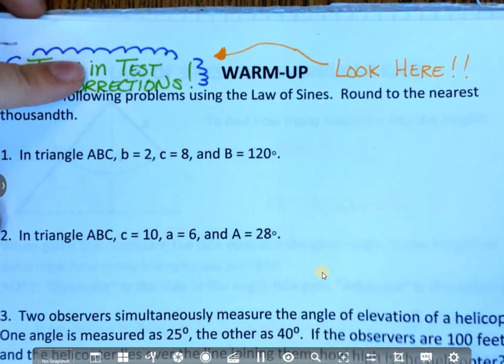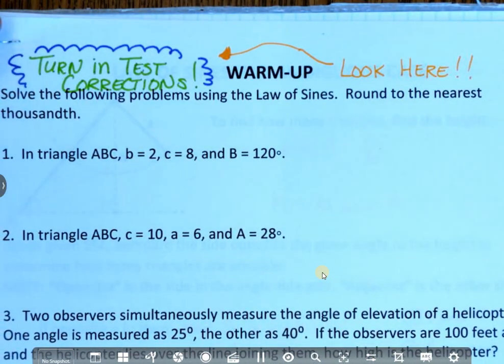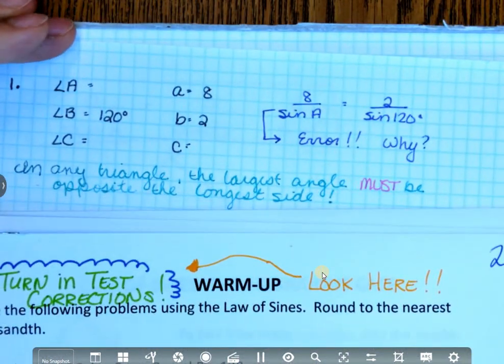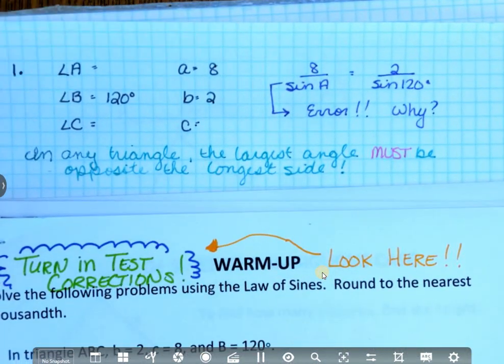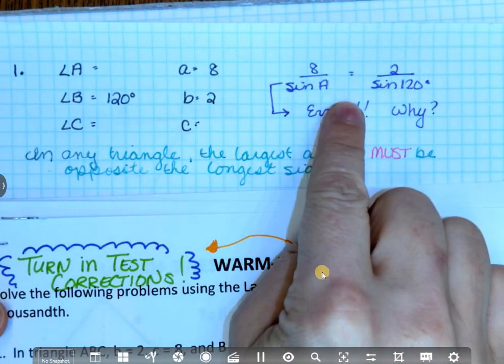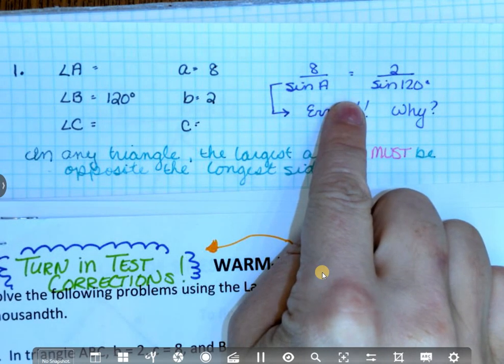So for this warm-up, basically we're just solving triangles. And we kind of already talked about problem number 1. For problem number 1, when you plug the values into your calculator, you get an error. And part of today's lesson is going to be focusing on why this happens. But if you type that in correctly, you should have gotten an error.